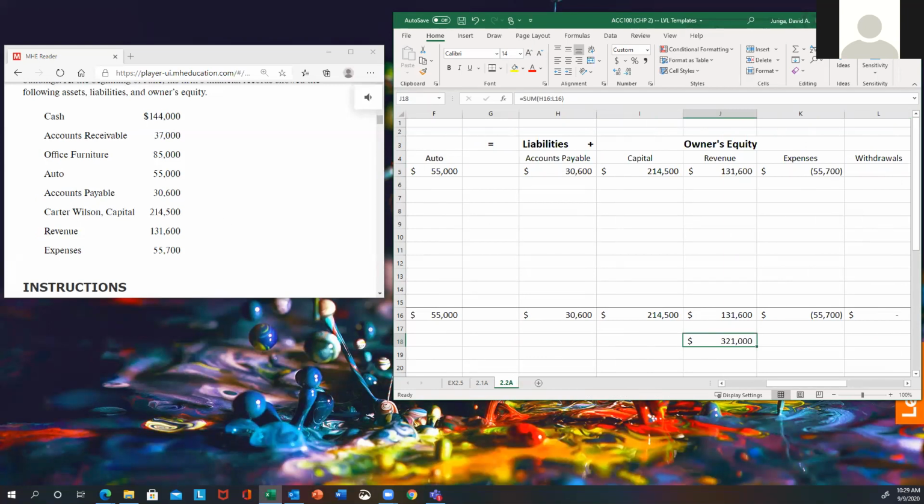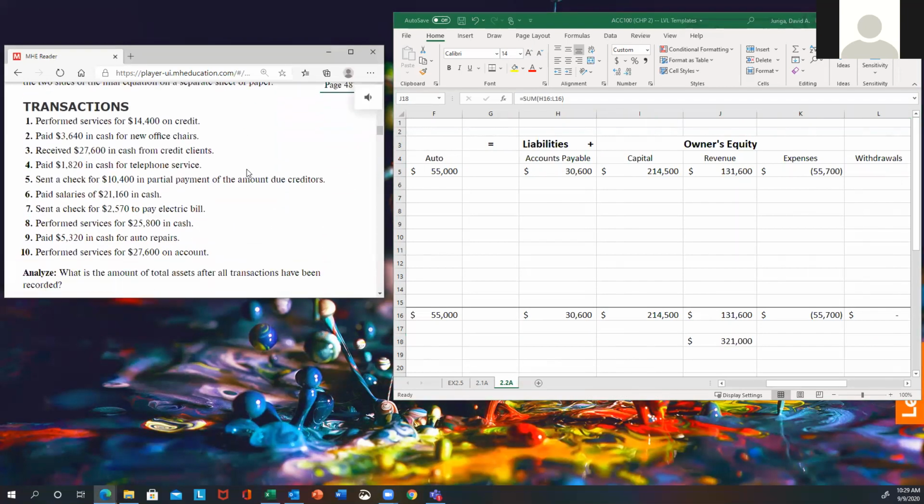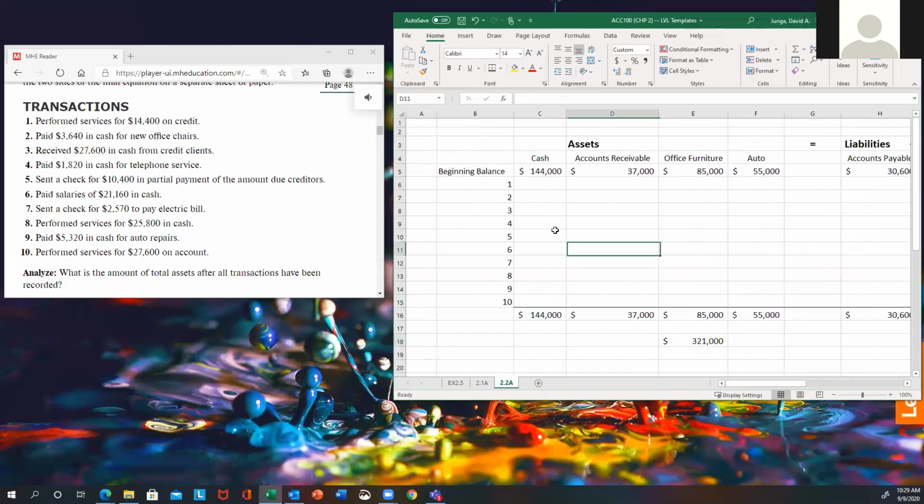So the only thing then that's left is to now go through these transactions, and we've got 10 of them, and then we're going to enter these into the equation, and as we do that, all these balances will update, and then we'll actually do the financial statements as well. Okay, so to start, be on number 1.